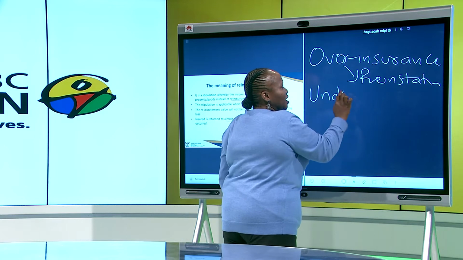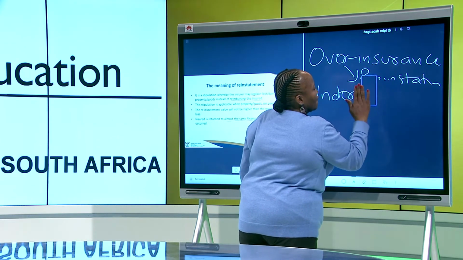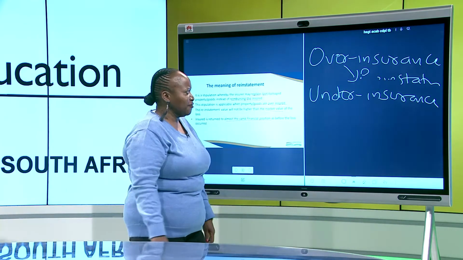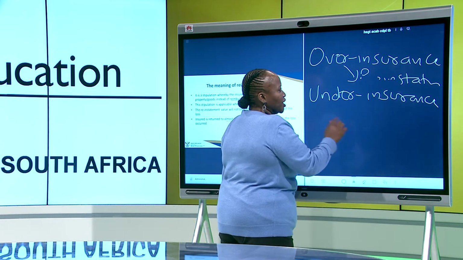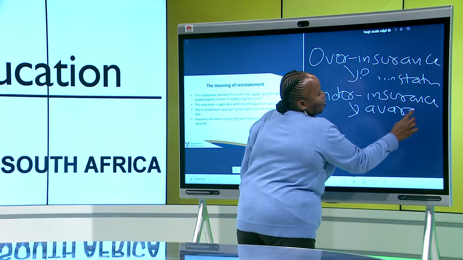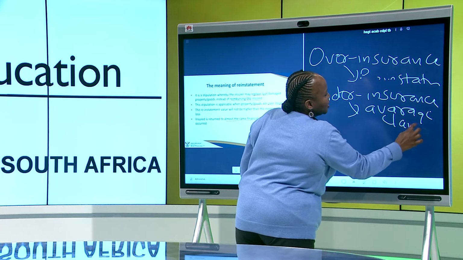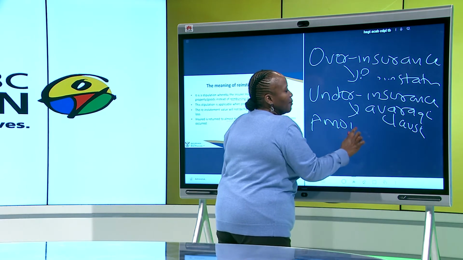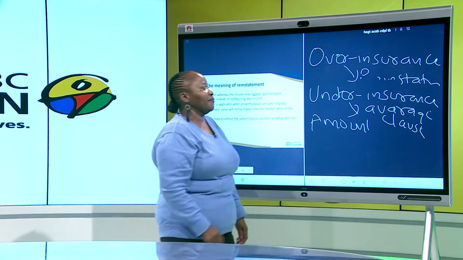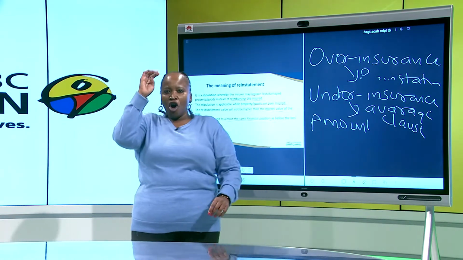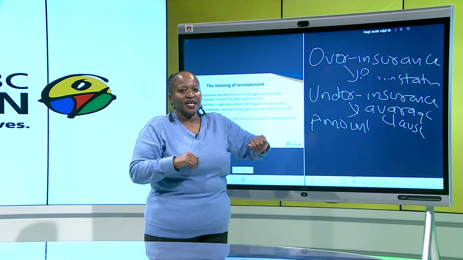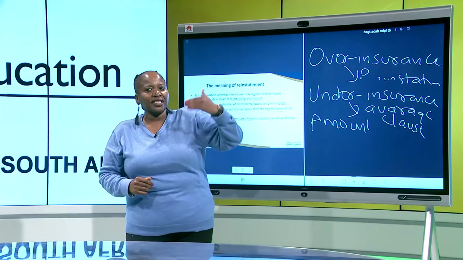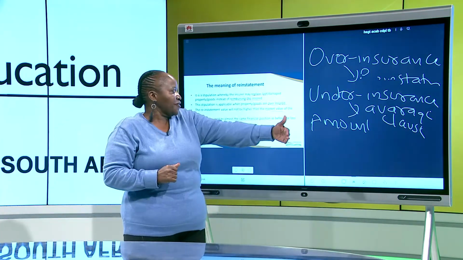Then we've got under-insurance. When goods or property are insured for less than their market value, what will the insurer do? They will apply the average clause, where they do their calculation. Remember the formula for average clause? Amount insured divided by the market value, times the damage. So if you know these four concepts, learners, it will be easy for you to understand every aspect of the content that I'm going to deal with in this topic.